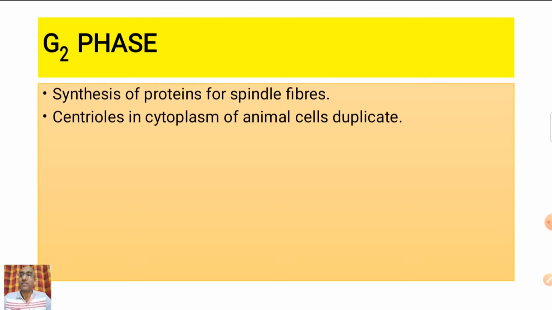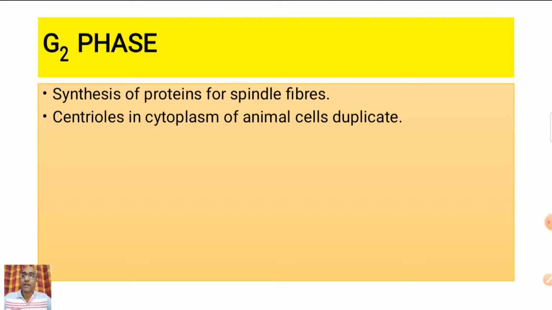What happens during G2 phase? Synthesis of proteins for spindle fibers occurs. So in this phase, the proteins that are required for the formation of spindle fibers, which we will study in detail during the M phase, are synthesized in G2 phase.